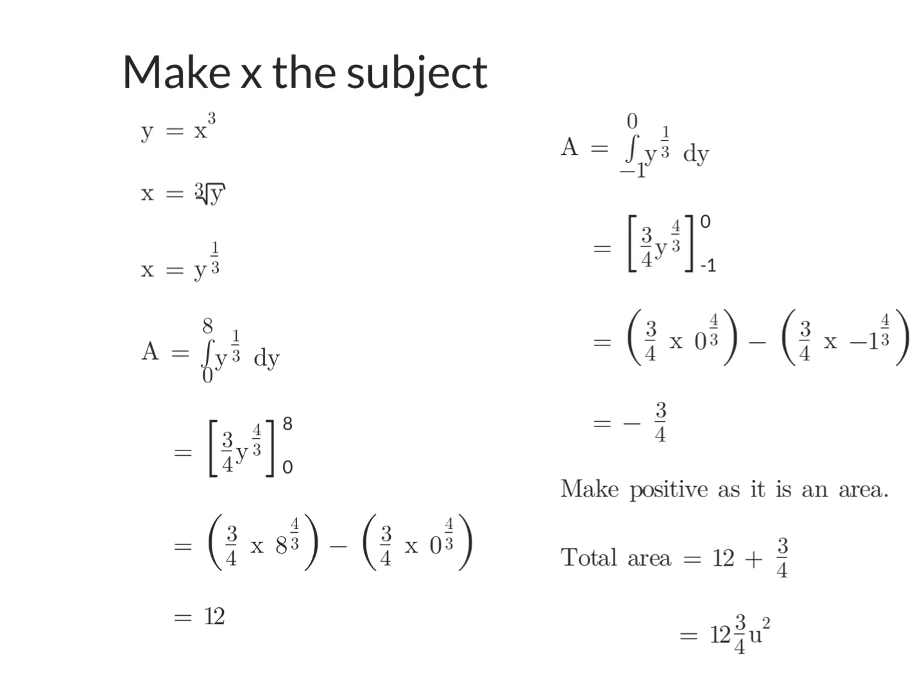The other area between minus 1 and 0, we follow the same rules. Substitute 0 in minus, substituting minus 1 in, you get minus 3/4. And as we said, you have to make this positive as it is an area. So our total area becomes 12 for the right-hand side plus 3/4, which was the left-hand side, giving us 12 and 3/4. Thank you.